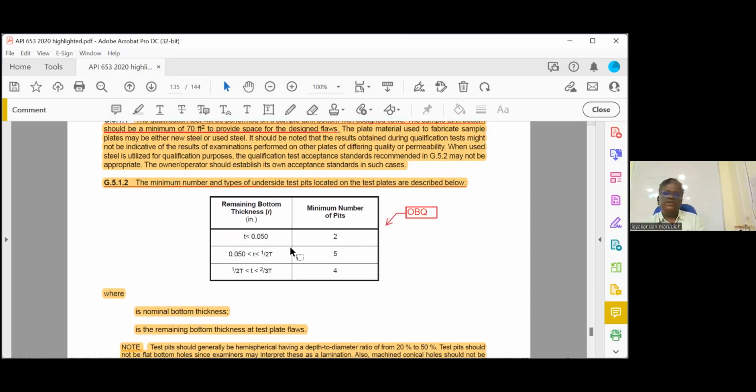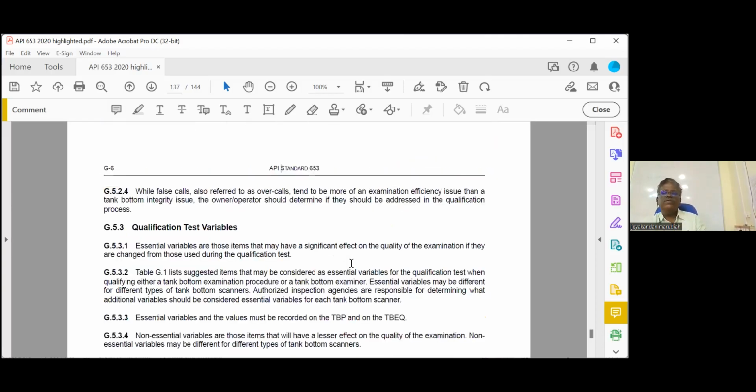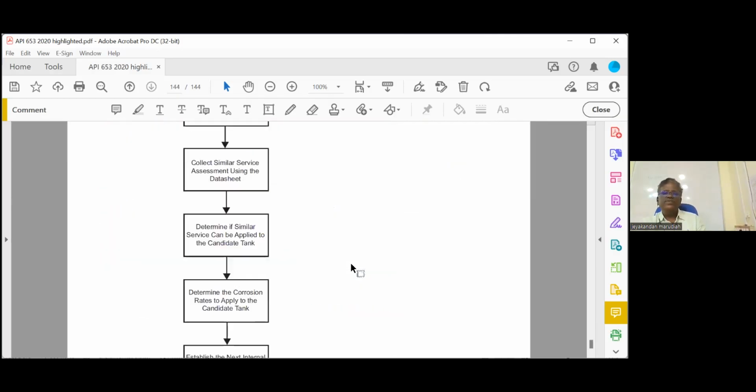Sir, in Annexure H, Figure H.2 is not important? Not important, right? So no need to look at it. Yeah, no need. Only the table is important. Okay, Sriram, this is the number. Okay, sir, thank you, sir. Okay, this is the end of 653.